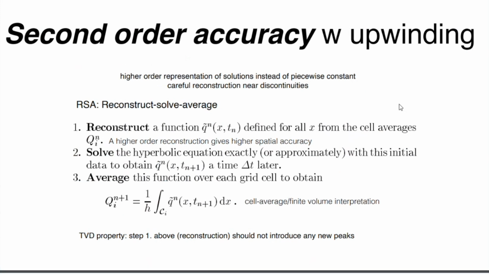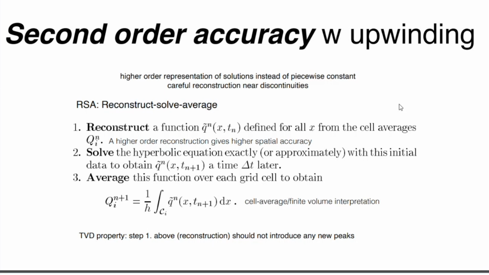Now, if you want to get higher order accuracy with upwinding, I mentioned to you this upwind method, where if velocity is greater than 0, you use the backward difference, and otherwise the forward difference. But that's just first order accurate. It's not very accurate. So how do you achieve higher order accuracy, like second order accuracy? The approach here is something called RSA, which stands for reconstruct, solve, average. It's also called REA, reconstruct, evolve, average.